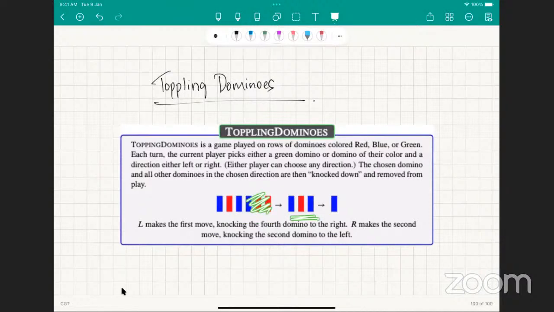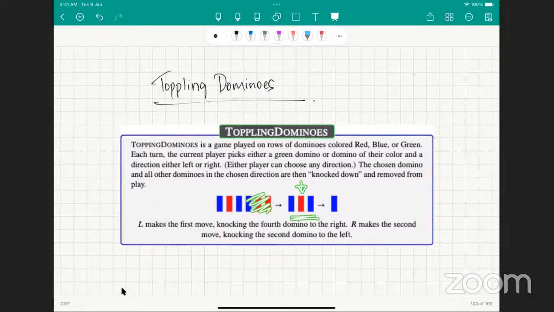And now the other player doesn't have much of a choice, in the sense that there's only one red domino on the board. So that's what you have to topple. And at this point, the situation is more or less symmetric, because you could topple to the left or the right and be left with the same state. So essentially, you basically have to figure out which piece you want to work with, and which direction you want the toppling to happen.